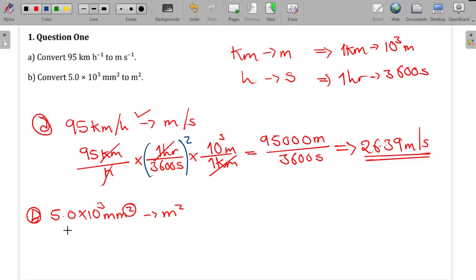So I have 5.0 times 10 to the power 3 square millimeters. What am I going to do? I'm going to multiply this by the conversion factor, which will be a conversion factor from millimeters into meters. We know that 10 millimeters make up 1 centimeter, and 100 centimeters make up 1 meter. So how many millimeters make up 1 meter?